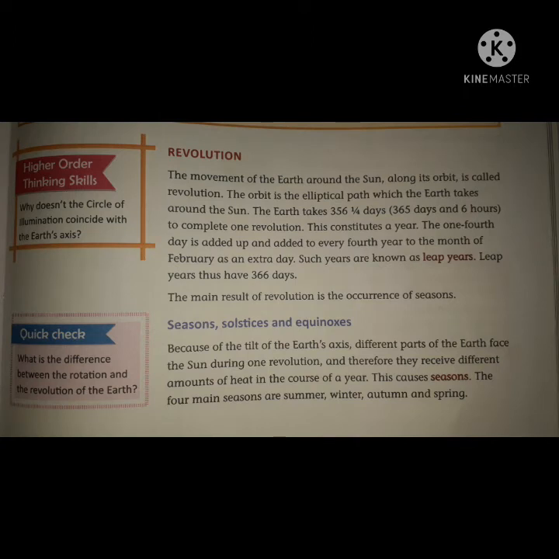The next movement is revolution. The movement of the earth around the sun along its orbit, its own path, is known as revolution. Its orbit is the elliptical path which takes earth around the sun, and in this movement it takes 365 days and 6 hours to complete one revolution, which makes 1 year.